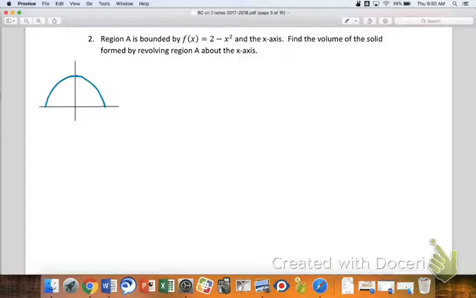Okay, so that is region A right there. It's bounded by that parabola and the x-axis. It says, find the volume of the solid formed by revolving region A about the x-axis.